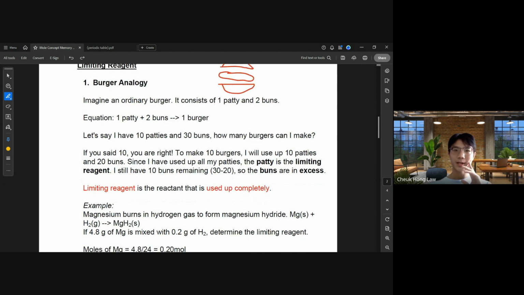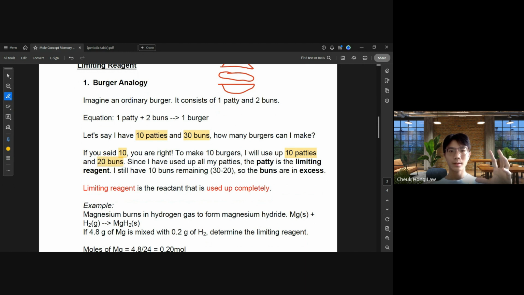So my question to you guys watching is, if you have 10 patties and 30 buns, how many burgers can I make? I'll give you 5 seconds. 5, 4, 3, 2, 1. If you said 10, you're right. To make 10 burgers, how many patties and how many buns will I use up? I'll use up 10 patties, because to make 1 burger, I need 1 patty. So 10 burgers, 10 patties. And I'll need 20 buns.